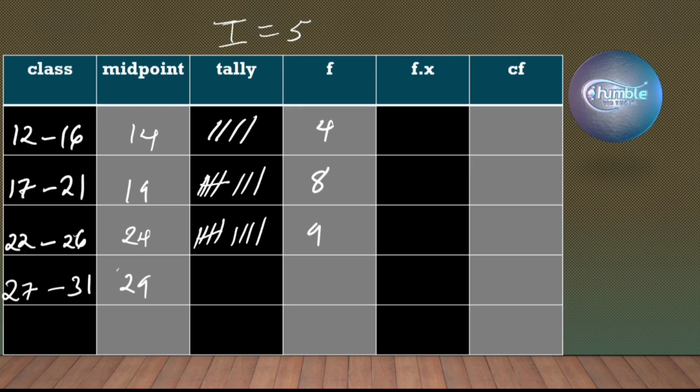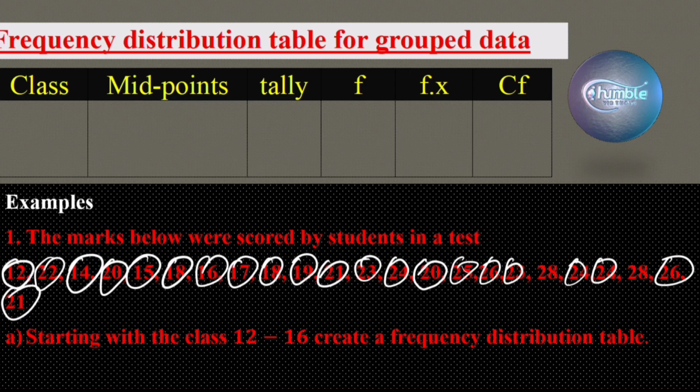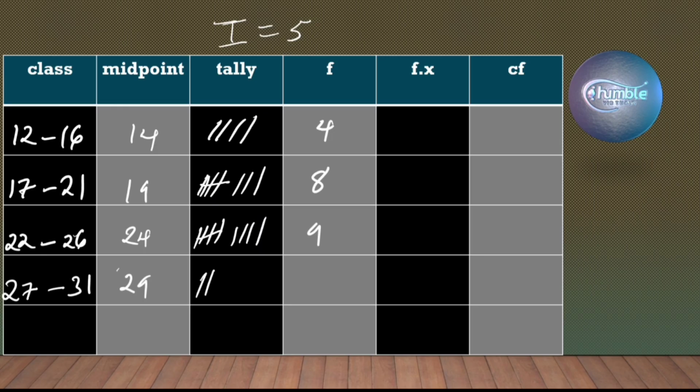Finally, the last class, 27 to 31, we have 1, 2. So there are 2. So 1, 2, and then the frequency is 2. And then we get the summation of f, the sum of the frequency. We add 4 to 8 to 9, and then finally 2. This gives us 23.